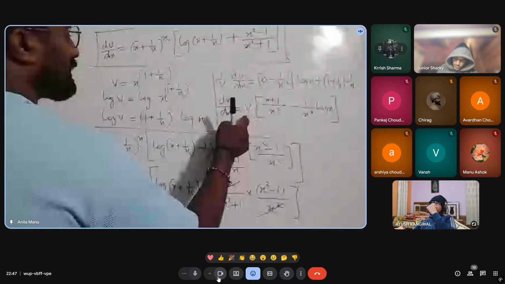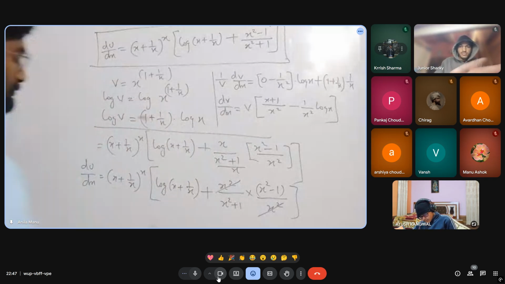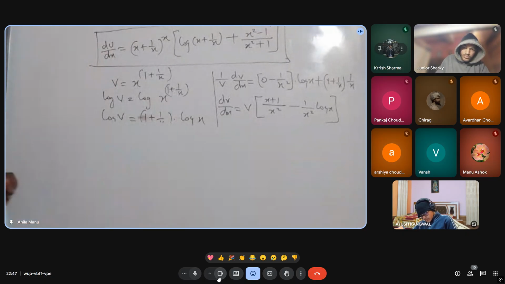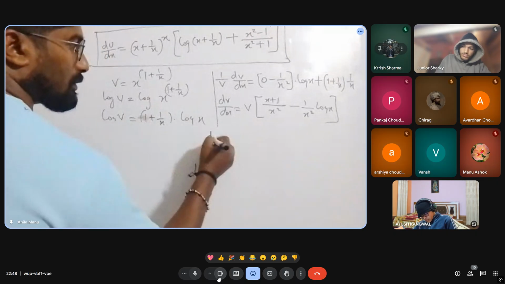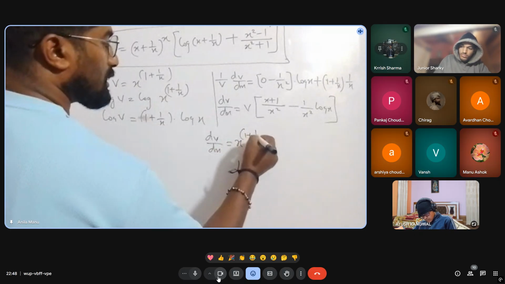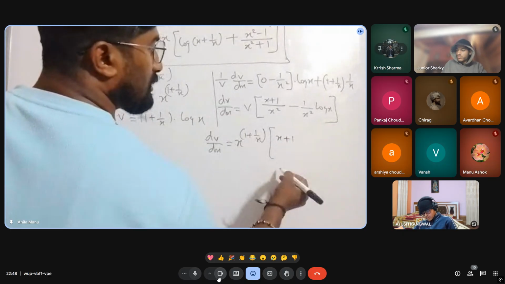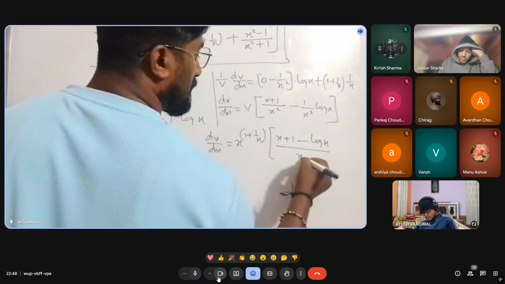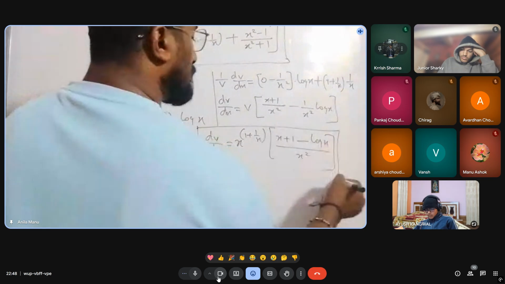Okay. And resubstitute for v. v is x raised to 1 plus 1 by x. dv by dx is equal to v, which is x raised to 1 plus 1 by x, then into x plus 1 minus log x, all divided by x square. Over. Now you can substitute both the things in equation number 1.